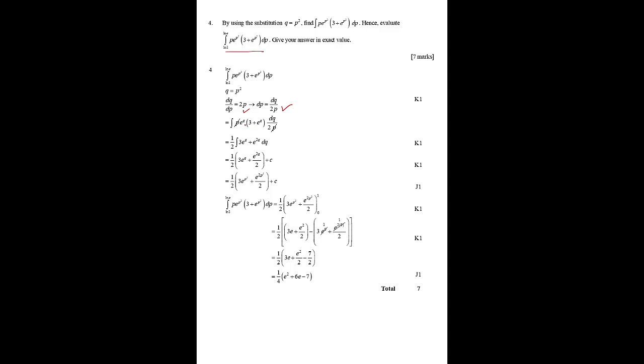Next we will substitute into the original question in terms of Q. So P square will be Q. P square is equal to Q, and dP is equal to dQ over 2P. Next we simplify. So P will cancel with P here, and then to integrate you need to expand first. So you expand the expression.